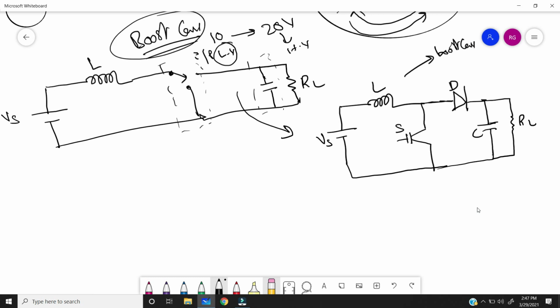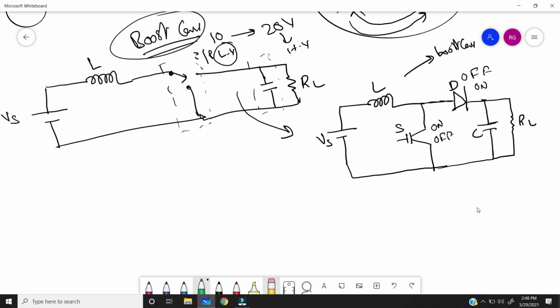Here I am replacing this double pole switch with two switches, like what we have in the buck converter. Why? Because if this switch is on, we need to turn off this one. If this diode is on, we need to turn off this one. That's why I am taking this circuit.